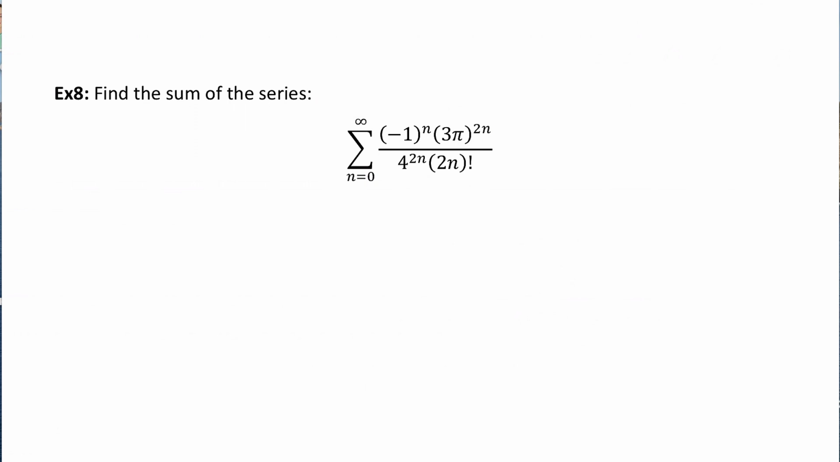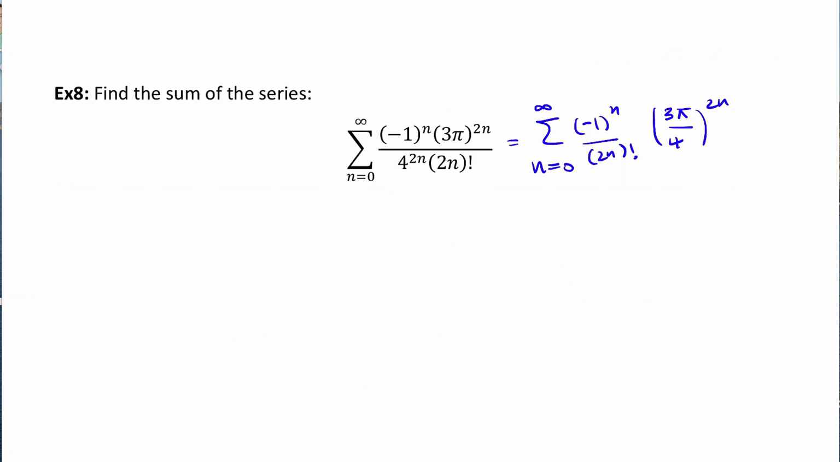I look at this and I feel like I have to immediately rewrite this from n equals 0 to infinity, negative 1 to the n over 2n factorial, and then write 3 pi over 4 to the 2n. You see what I'm saying? Combine these two because they have the same exponent. Now, after I do that, it looks like I have my even exponent. I have negative 1 to the n times something to the 2n over 2n factorial.